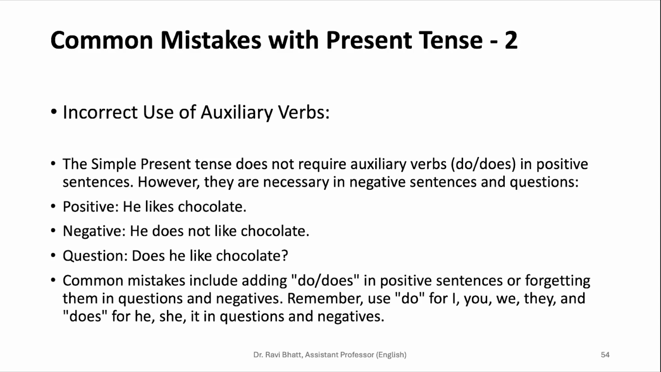Always remember that we use do for I, you, we, and they. And we use does for he, she, it in questions and negatives. So always remember the use of do, does: do is always for I, you, we, they, and does is always for he, she, it. And in simple present tense we do not use auxiliary verbs in positive formations. All right, now moving on.